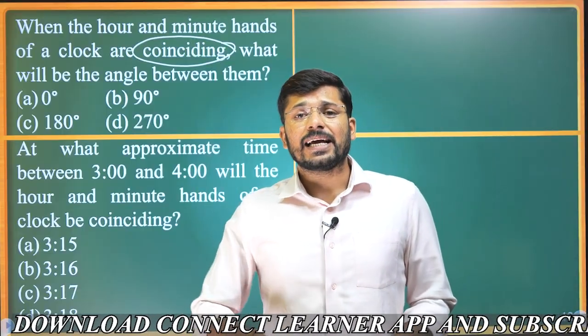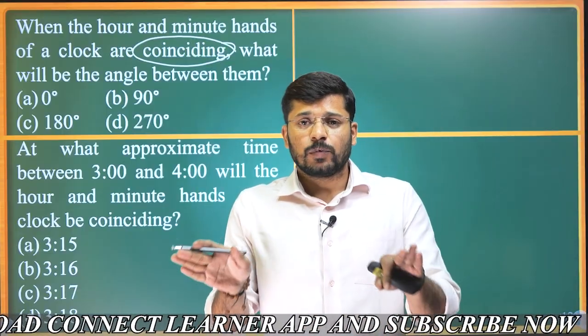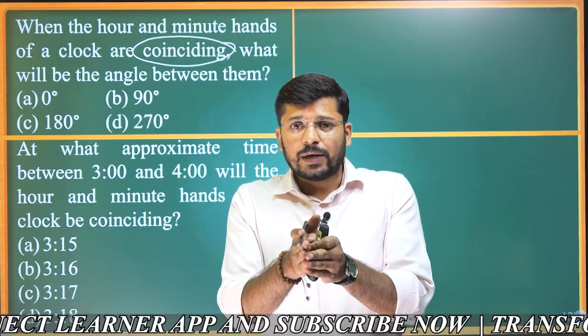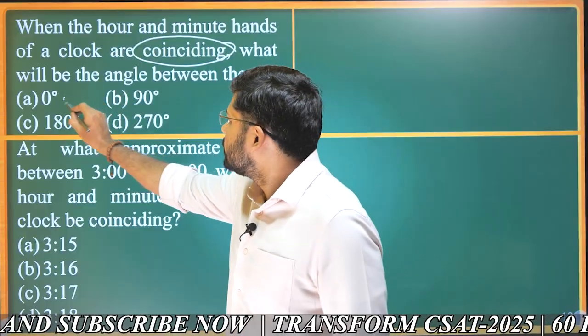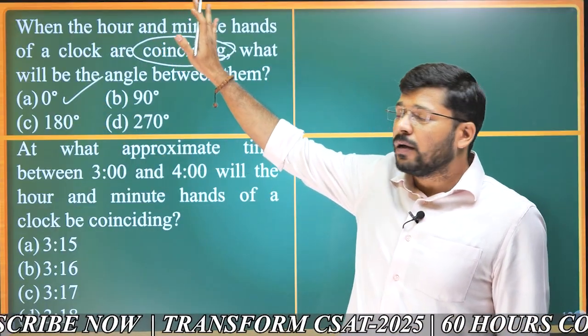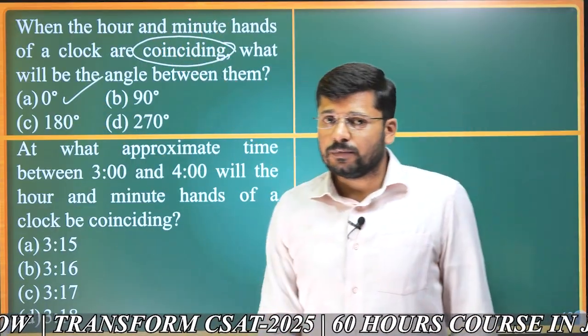Then what is the angle between them? The angle is 0 because they are completely together, one upon another. There is no angle between them. The angle is 0 degree. So, your answer is 0 degree. This was a basic question. Now, based on this concept, we shall answer this one.